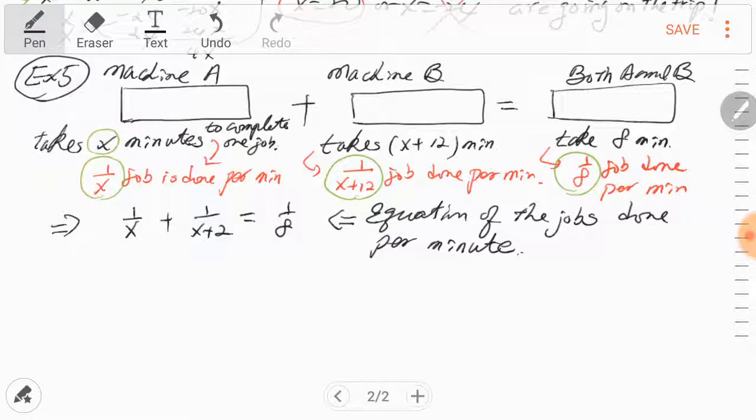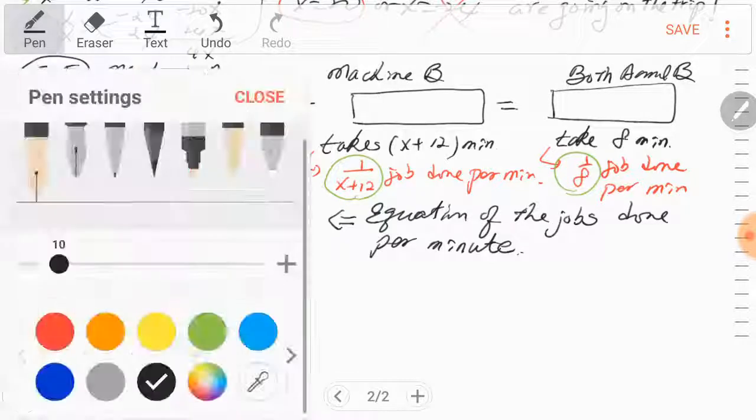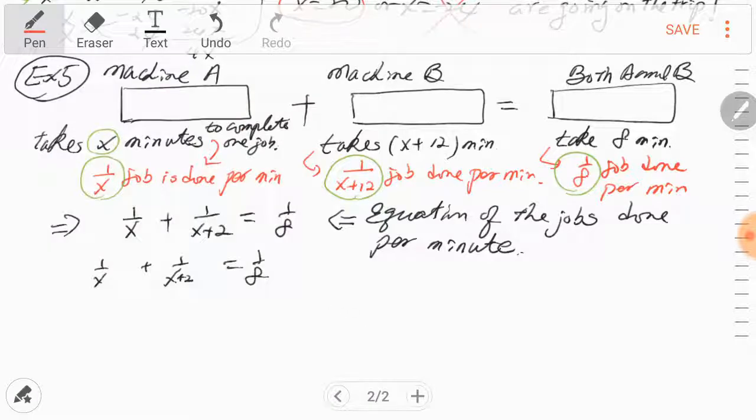Let's solve this equation. So we gotta multiply each side of the equation by the LCD. So what is the LCD? It is 8 times X times X plus 12. So multiply everything by 8X times X plus 12.